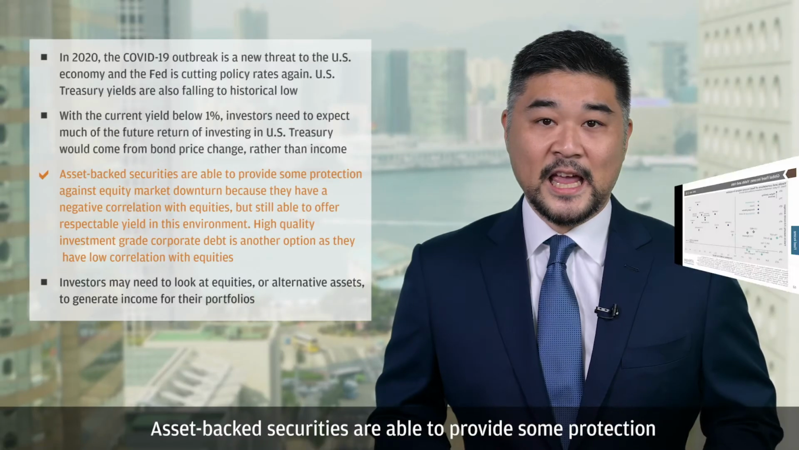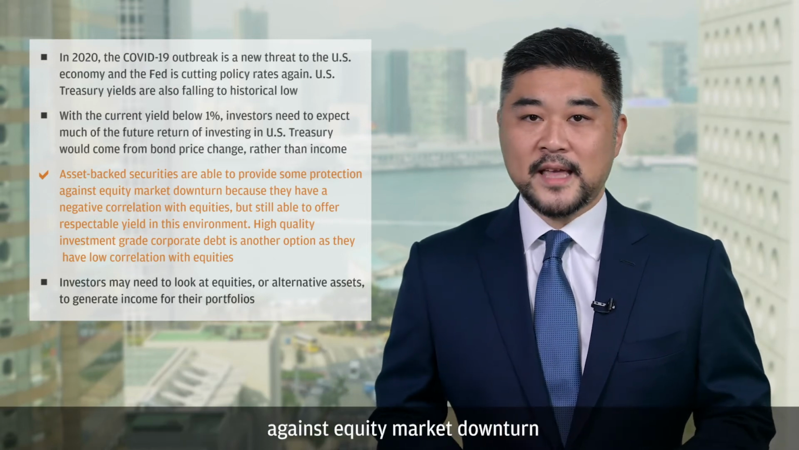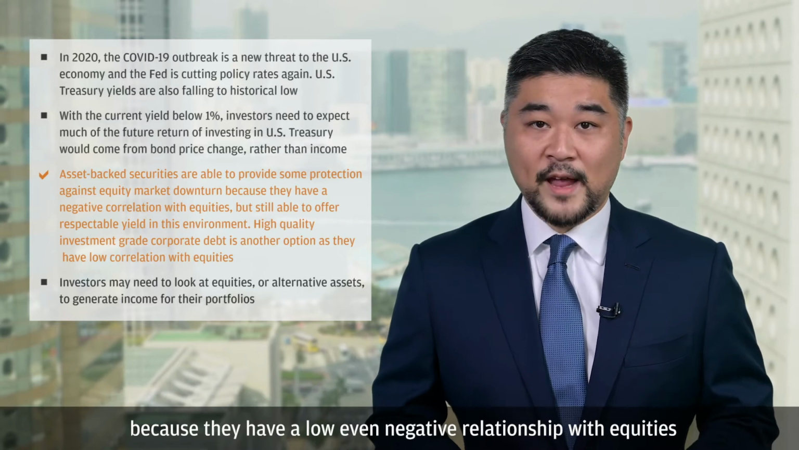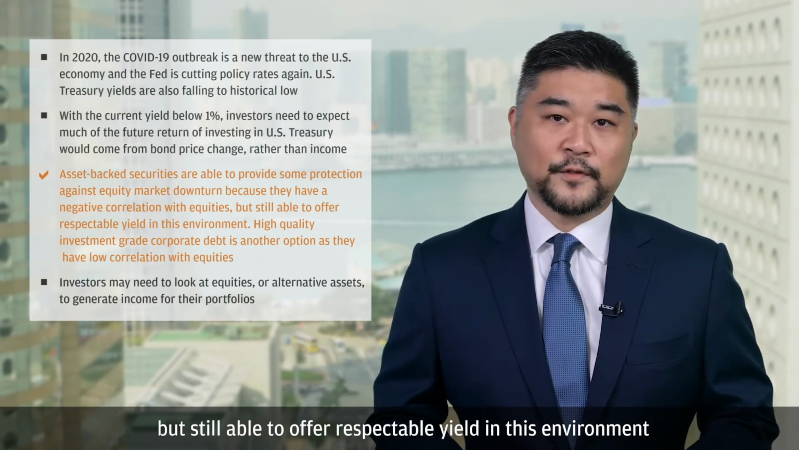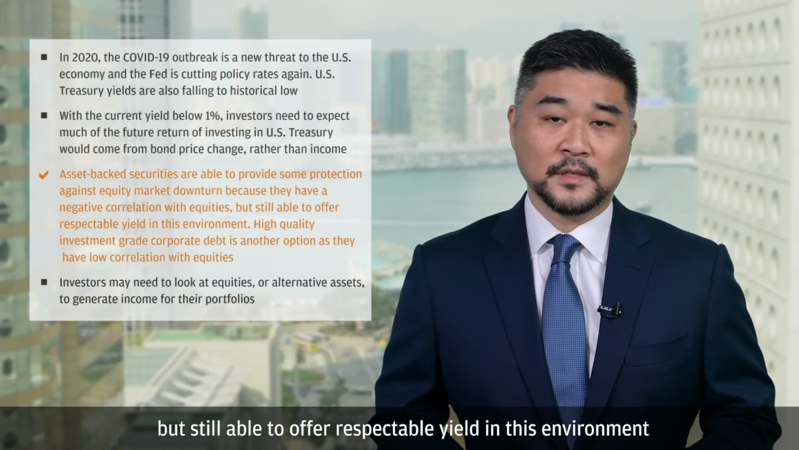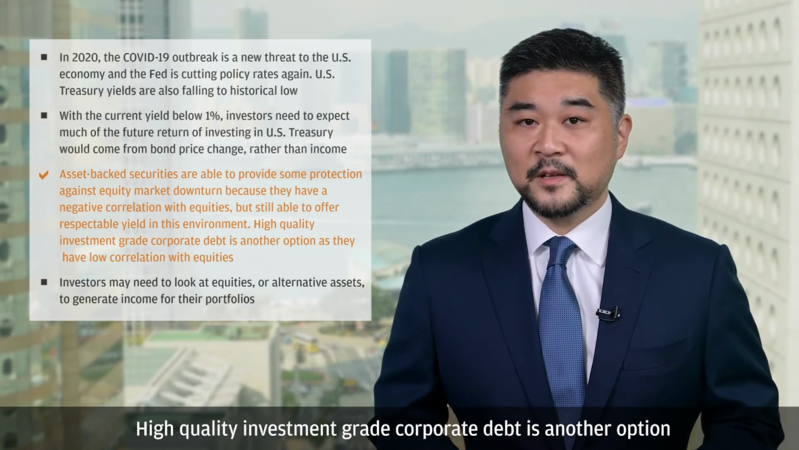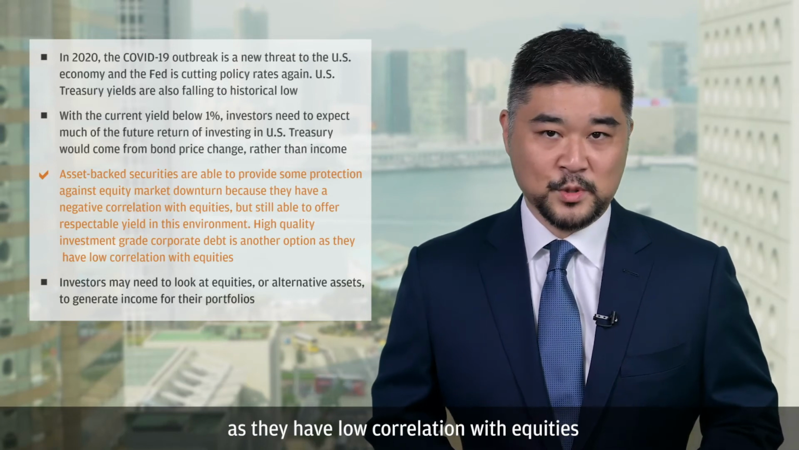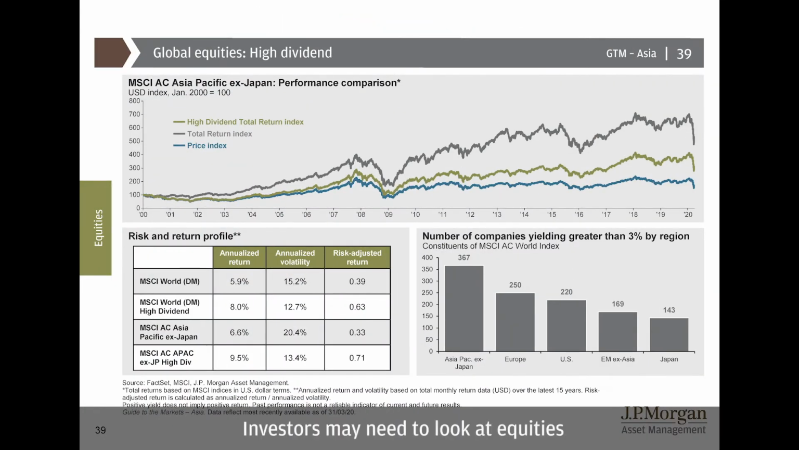Asset-backed securities are able to provide some protection against equity market downturn because they have a low, even negative relationship with equities, but are still able to offer respectable yields in this environment. High-quality investment-grade corporate debt is another option as they have low correlation with equities. Investors may need to look at equities or alternative assets to generate income for their portfolios.